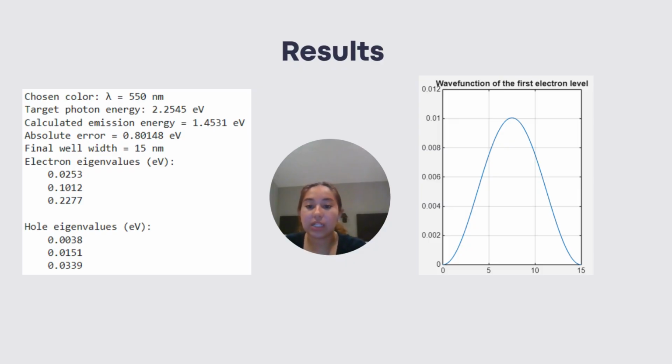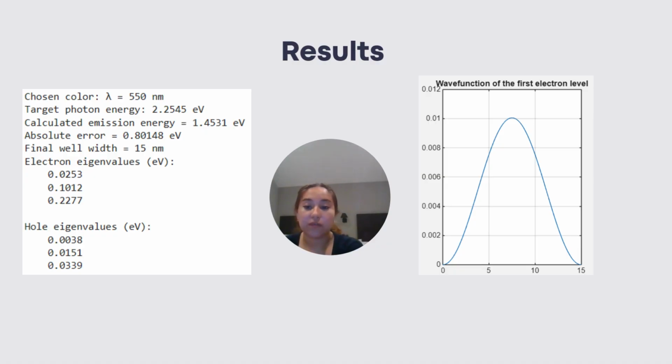The first three quantized energy levels of the electron are 0.025, 0.101, and 0.227 electron volts. In contrast, the first three quantized hole levels are 0.0038, 0.015, and 0.0339. As expected, the spacing between electron levels is significantly larger, reflecting the smaller effective mass of the electron. The hole levels are more closely packed, consistent with the heavier hole mass.